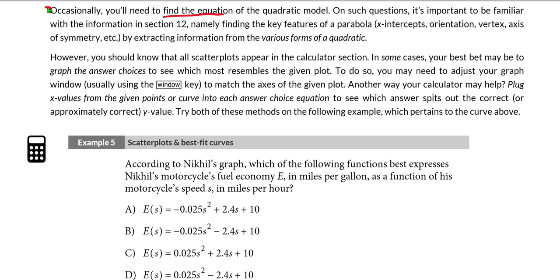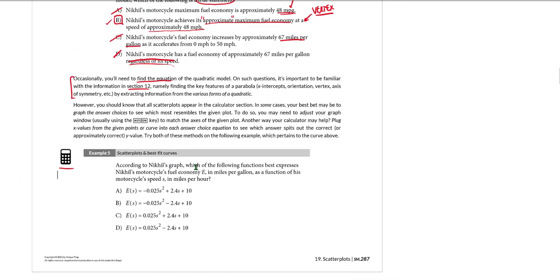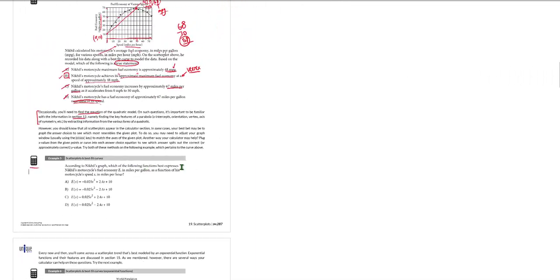Number one, it might be helpful, we do mention this here, to be familiar with the information that we went over in section 12, namely the important parts of a parabola and how to derive them from an equation. These questions can sometimes be done using that information. However, you also should know how to use your calculator effectively, namely the graph screen would be one way to do these questions.